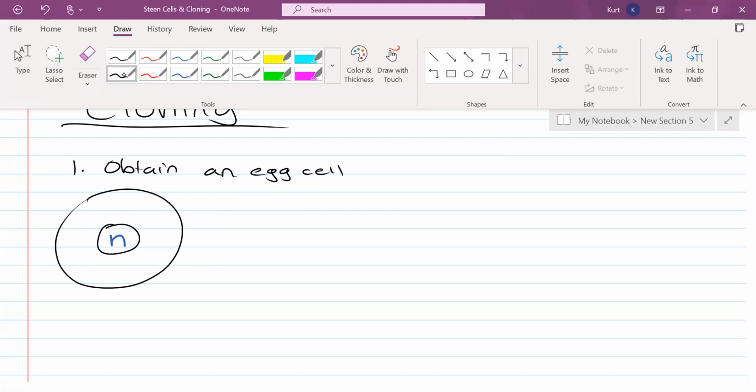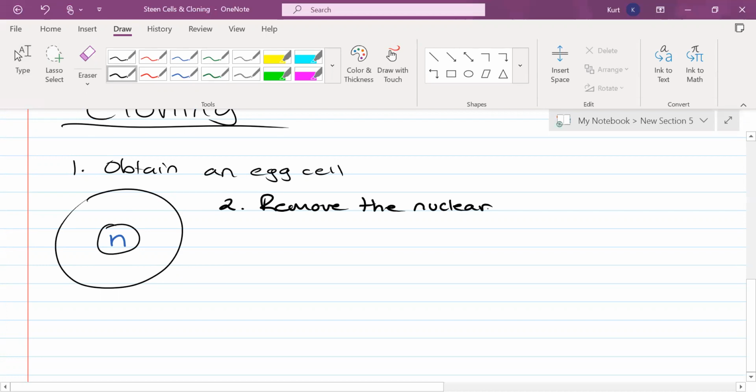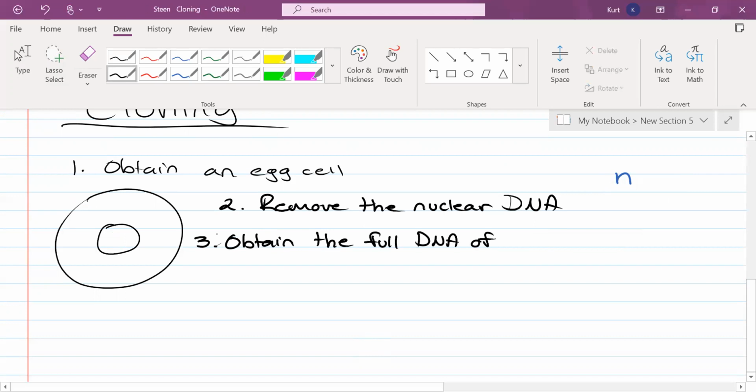Now, step 2, remove the nuclear DNA. So what you do is you stick a little needle, like a microscopic needle, into this egg cell, and you suck out the DNA. So, you ready? Here it goes. Out. So now this egg cell is blank. And then, step 3, obtain the full DNA of the subject to be cloned.